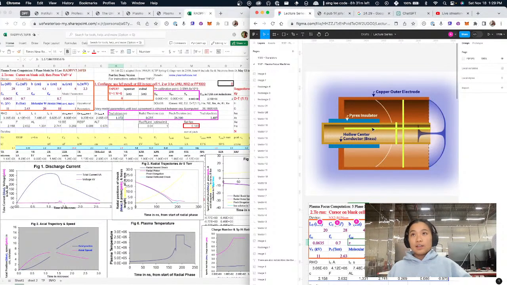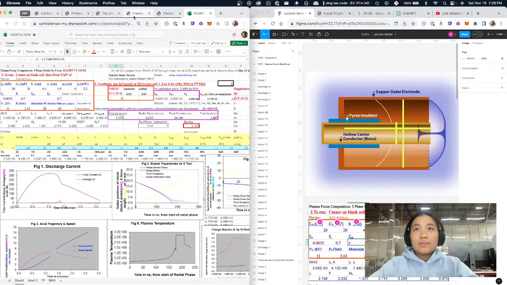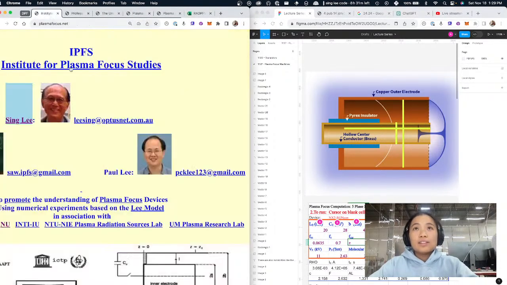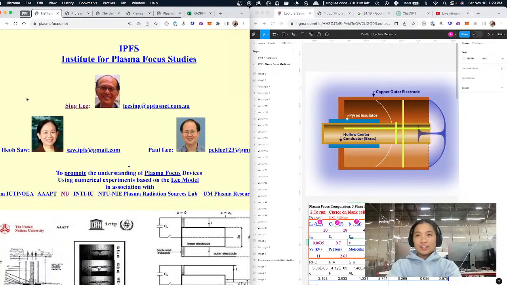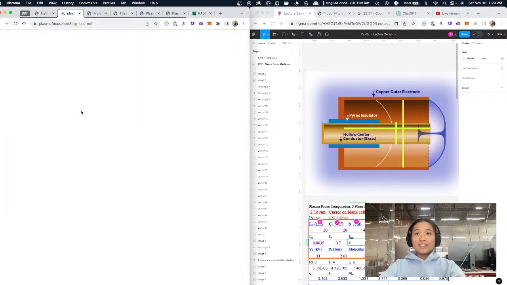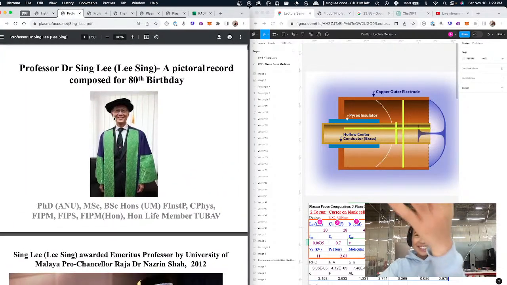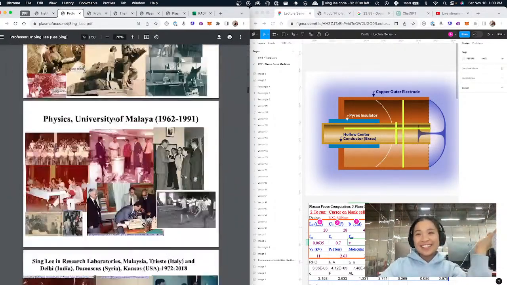So basically, what these lovely professors at the Institute for Plasma Focus Studies, notably these three, have done is create and open source a model that you can use to determine the dimensions of the inner anode and the outer cathode for making these machines from scratch. And it's really cool. I love that they're adorable human beings. Look at this, that's one of my favorite things. What a delightful human being.